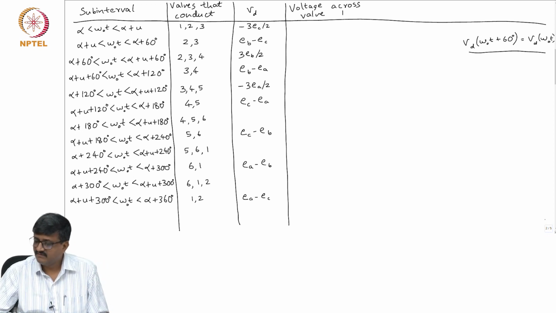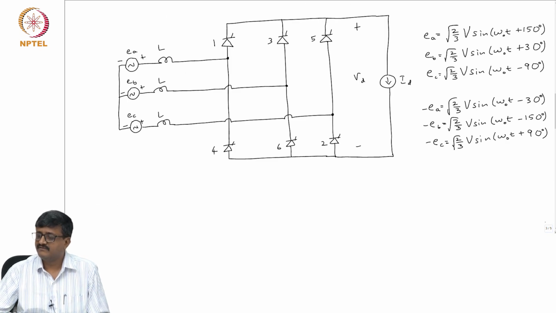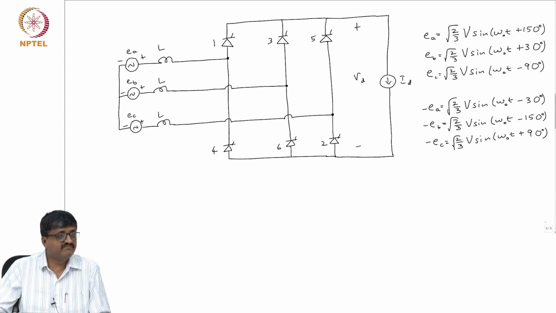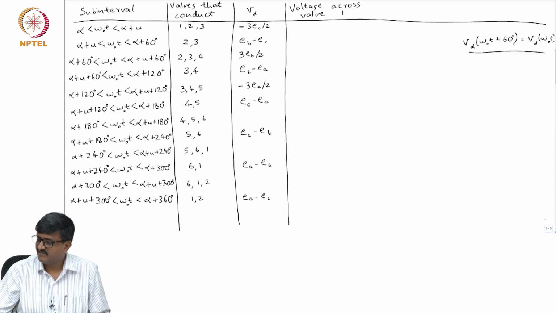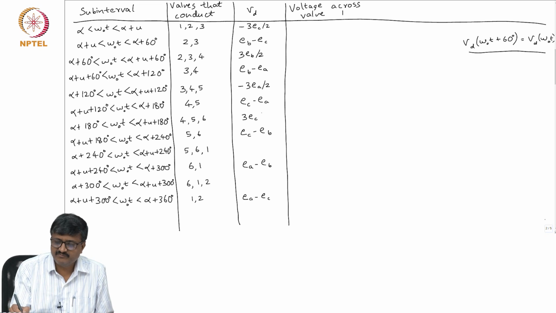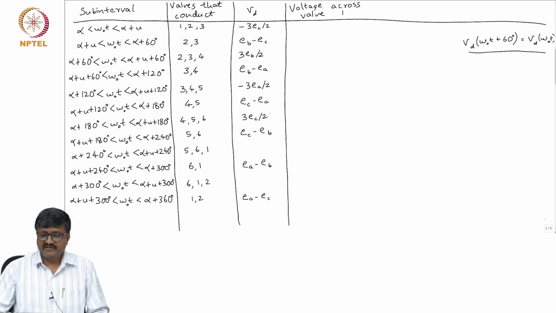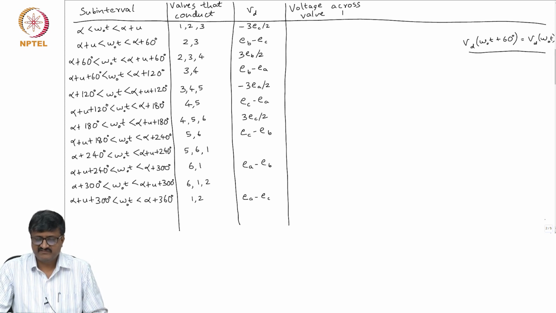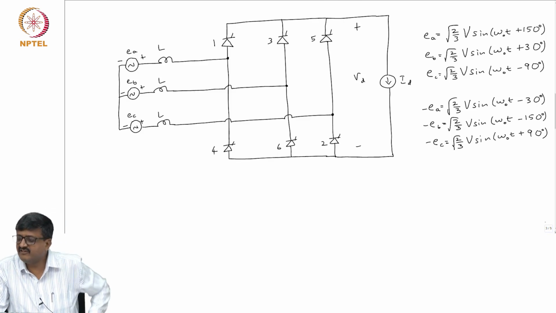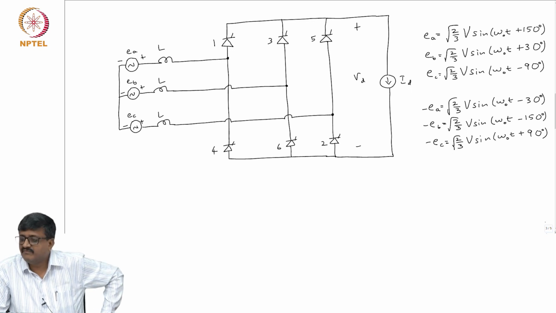Okay. Then for the subinterval in which valves 4, 5 and 6 conduct, minus EA has a phase angle of minus 30. I have to get a waveform which lags this by 60 degrees. So, it should have a phase angle of minus 90, which is nothing but EC. So, this is 3 EC by 2. Then the subinterval in which 5, 6, 1 conduct is 3 by 2 into some waveform which lags EC by 60 degrees. EC has a phase angle of minus 90. So, which waveform lags EC by 60 degrees?